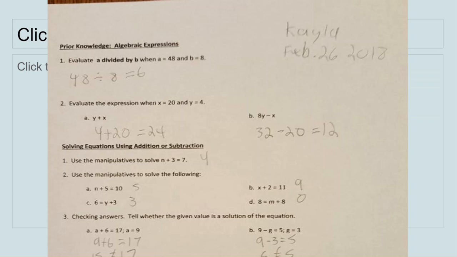I started my lesson by having student A access prior knowledge by substituting values for A and B and X and Y. As you can see here, near the top of the page, problem number 2, she was substituting values for Y and X and then solving.